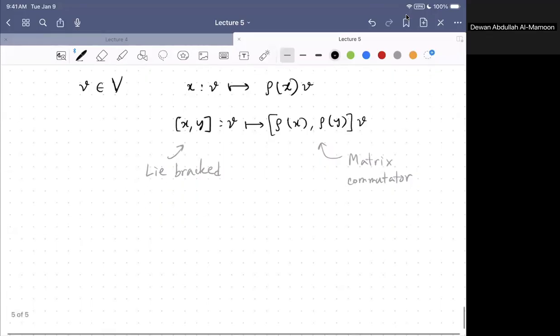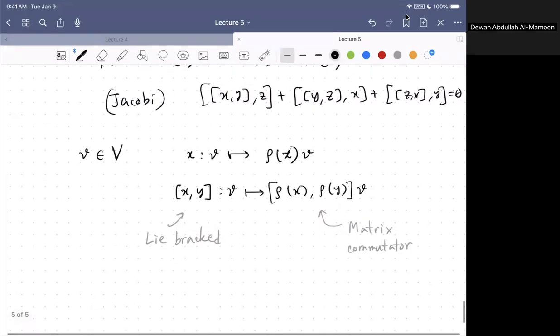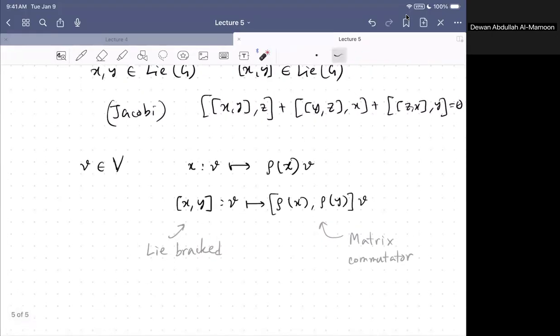I'm sorry, can you just talk a little bit about what the Jacobi identity physically means? What does that physically mean, if you have that relation?